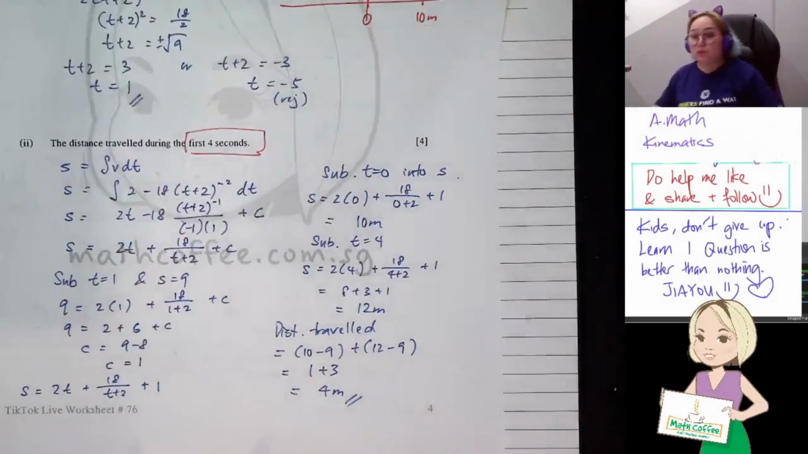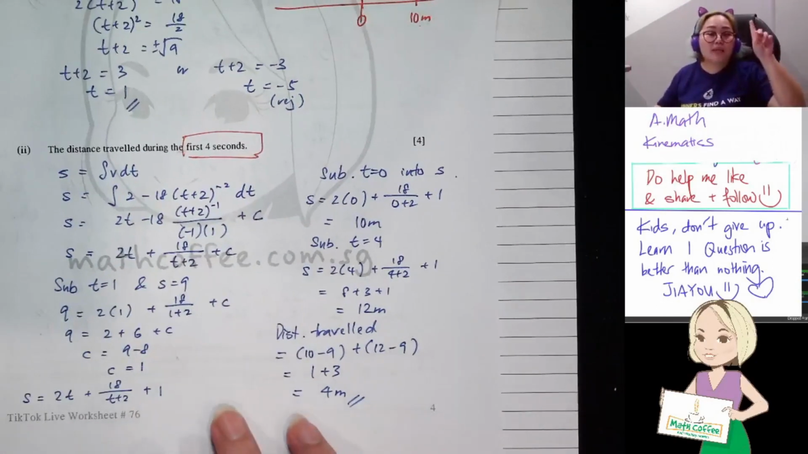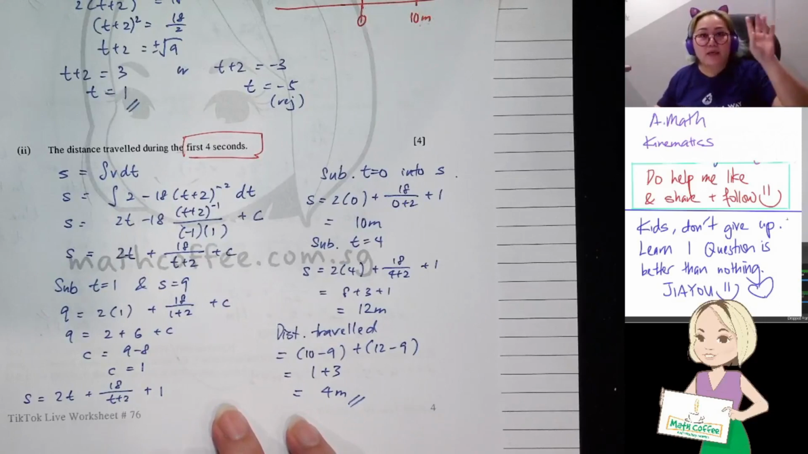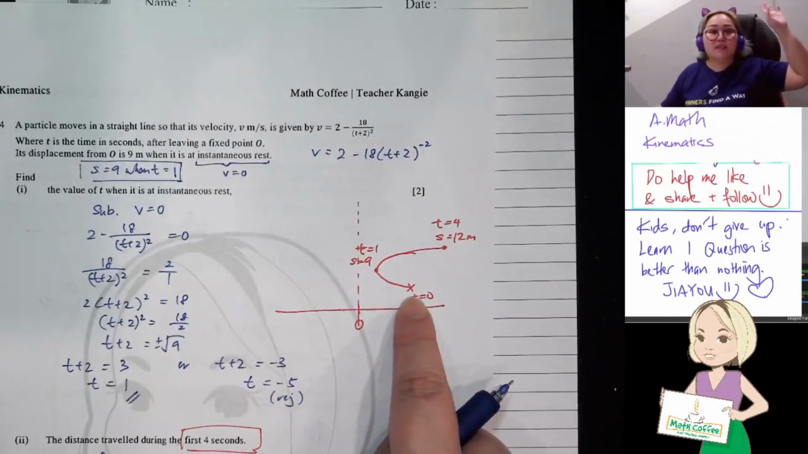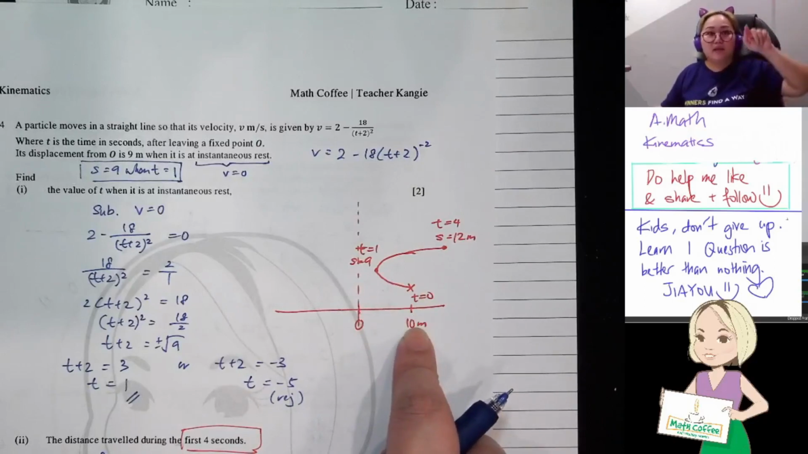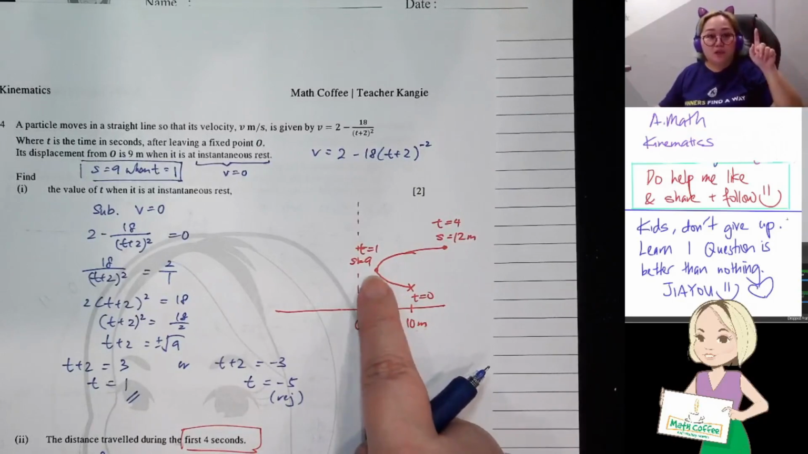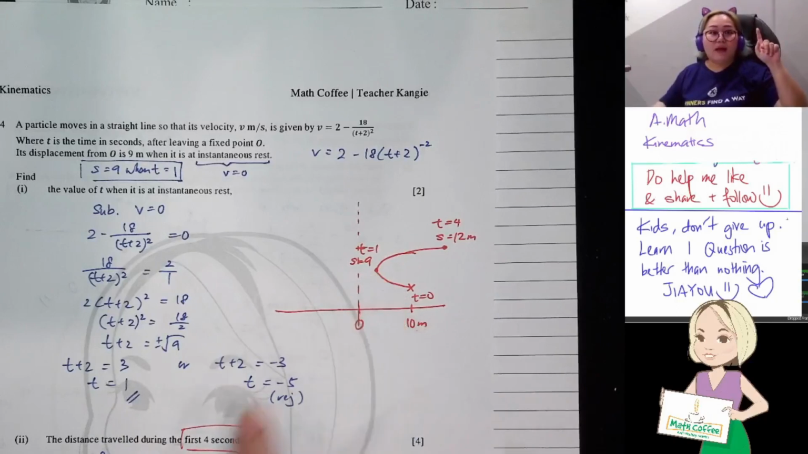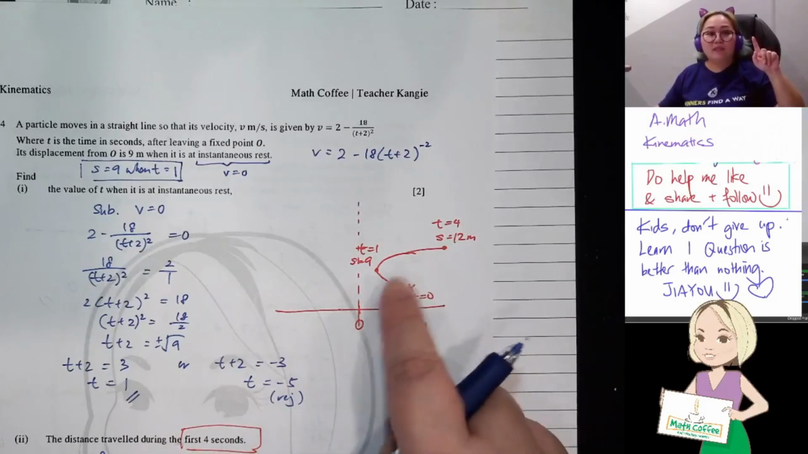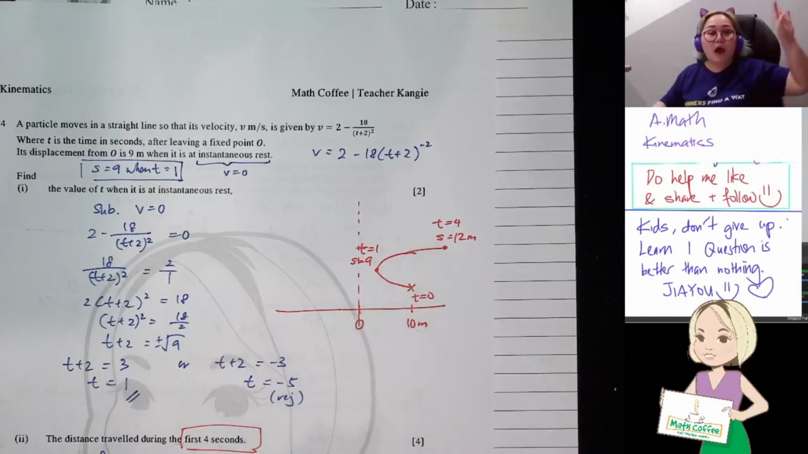So next time when you see this kind of distance travelled question, always find out the first thing, where does my particle change direction? Second, where is my particle at the start? So in this question, my particle starts at 10. It changes direction at t equals 1. Then I find the final one because they want 4 seconds. Then you draw the diagram. It's easier for you to visualize how much the particle has moved. Okay?